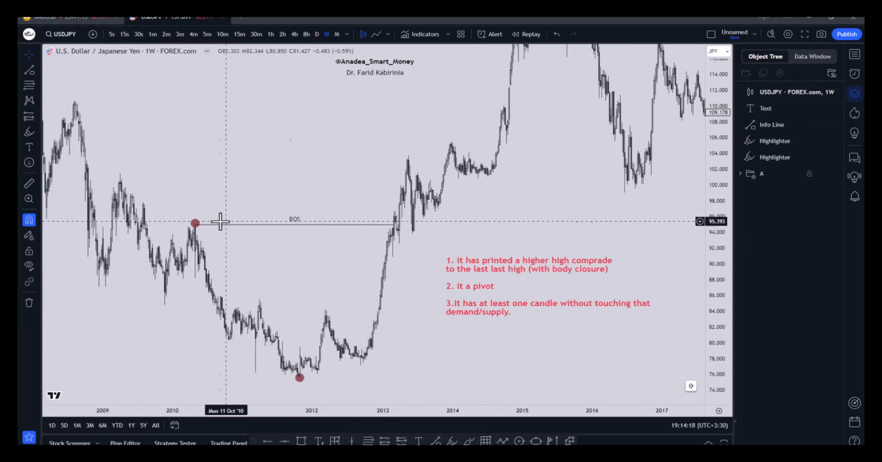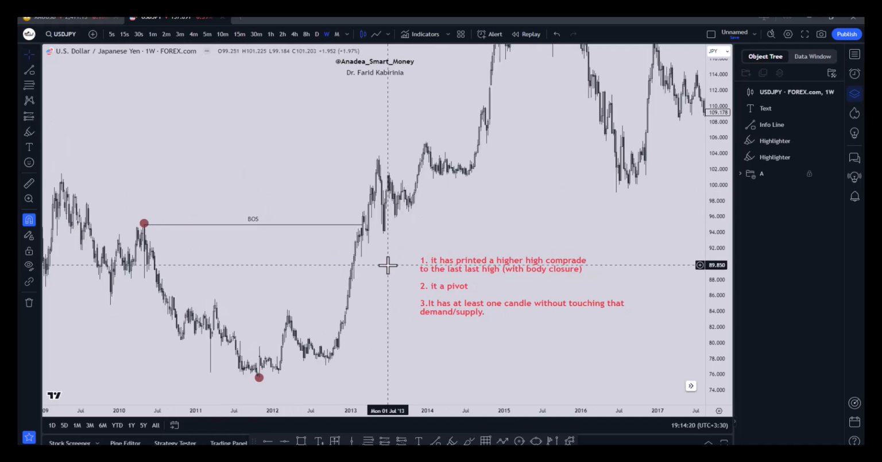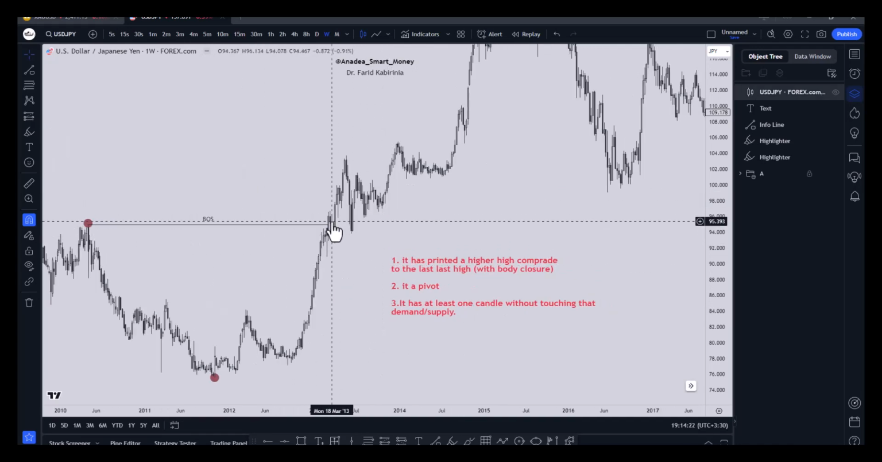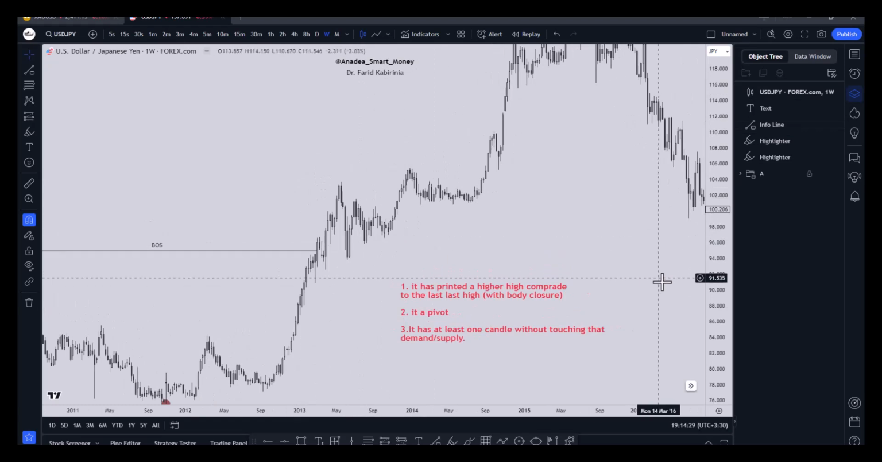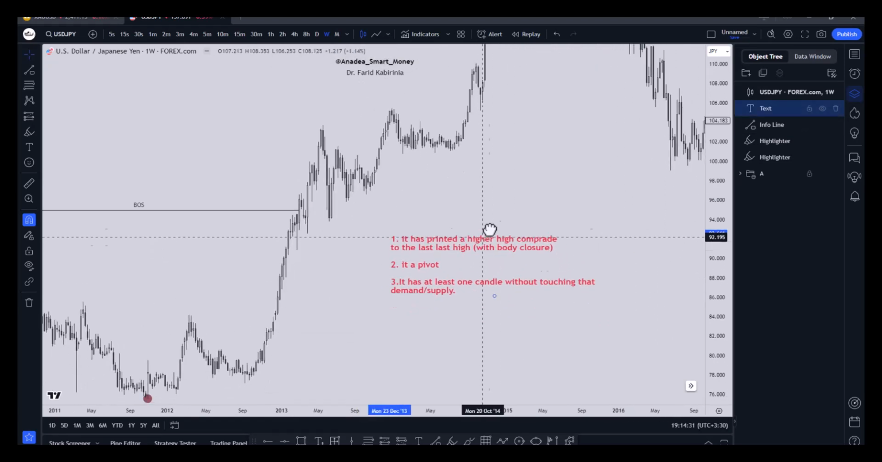Two, it is a pivot. Three, it has at least one candle not touching that demand or supply. I'm going to explain these three rules in a bit. So let's look at this chart, and I'm going to explain these rules on the price action. After the price has broken the previous high to the upside, it has been rallying upside and it has printed some demands over here. So let's check this demand and see if these rules apply here.